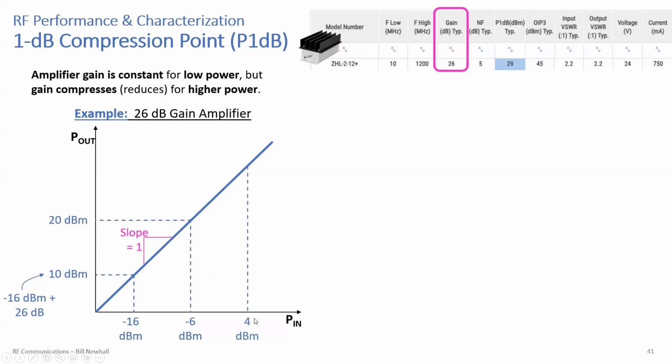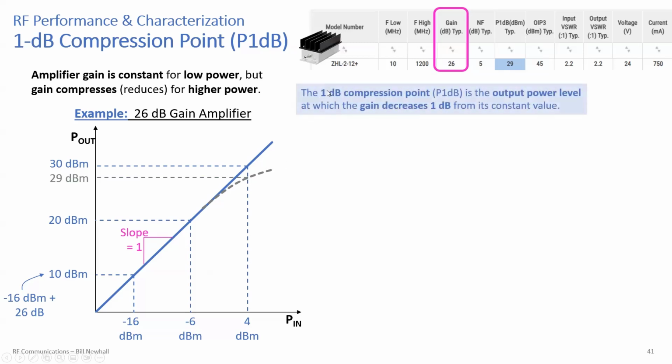If I increase the input power to plus 4 dBm, you would expect plus 4 dBm plus 26 dB is 30 dBm. But what you would notice in reality, if you have this amplifier on the bench connected to test equipment, is that the gain actually trails off here. It actually gets what we call compressed. So for this amplifier, at about 29 dBm, you're compressed about 1 dB.